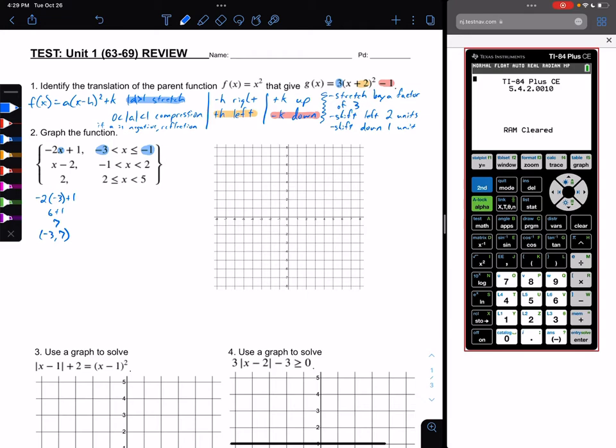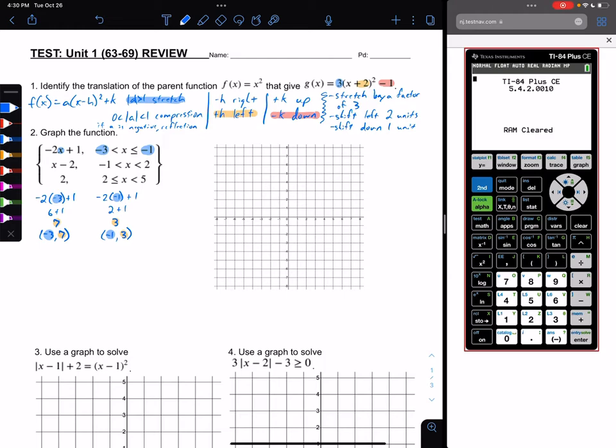I'm going to do the same thing with the negative 1. So I have negative 2 times negative 1 plus 1. That's going to give me 2 plus 1, which is 3. So I have the point negative 1, 3. So remember that this negative 3 and that negative 1 are the x values. They came from that first line. So that is my x, and this 7 comes from there, this 3 comes from there.